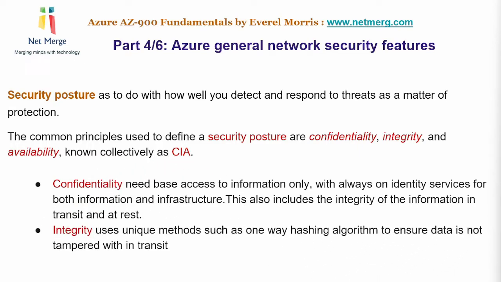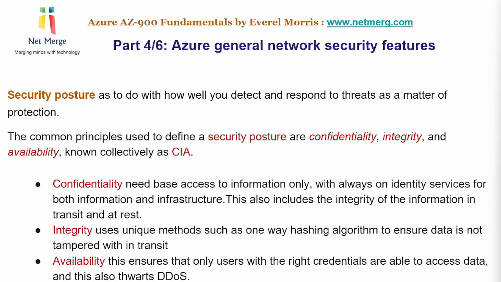confidentiality. Integrity uses a unique method such as a one-way hashing algorithm to ensure that data is not tampered with during transit. Remember, you want to encrypt your data at rest and during transit for security.